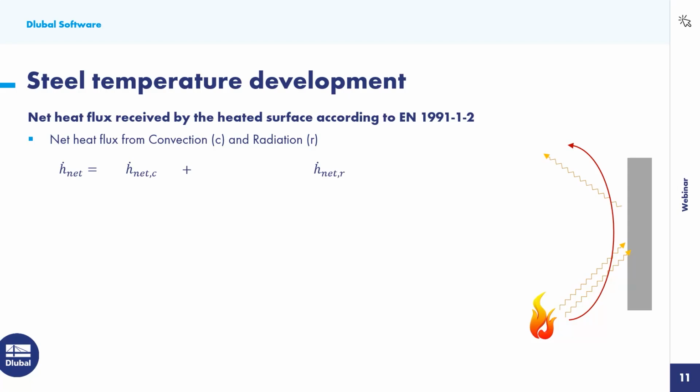However, for design purposes, we are interested in the actual temperature of the structural member. According to EN 1991 or Eurocode 1, Part 1-2, two different components must be taken into account when analyzing the transport of heat from the surrounding hot air into the heated component. The heat flux from convection, so the exchange of heat between the hot ambient air and the cold component surface in the boundary layer, and the heat flux from radiation or thermal radiation.